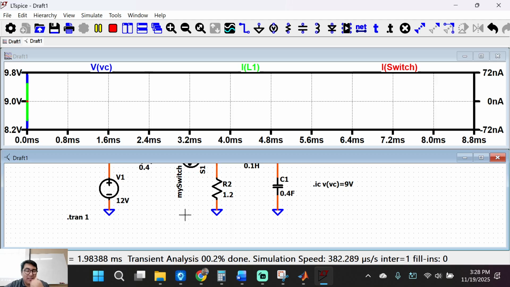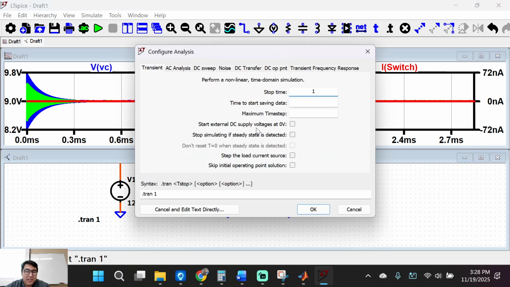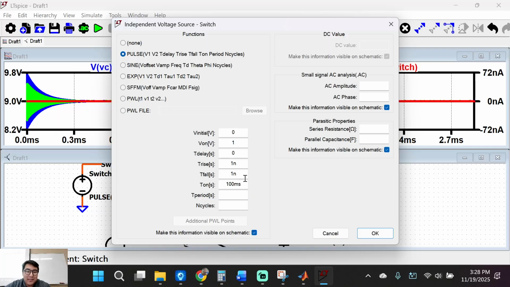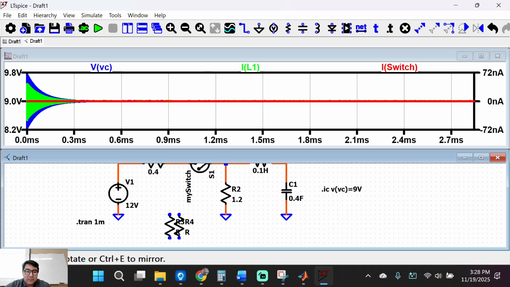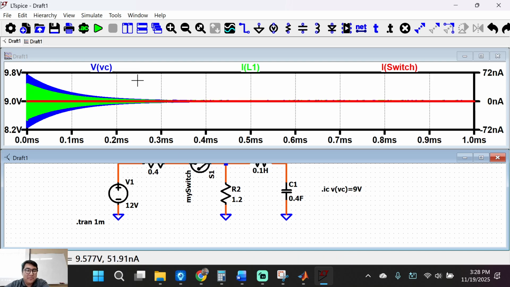What? Why is it so slow? Look at that. 1 millisecond. Arrgh. Oh, come on. Control Z. Why is it so slow?